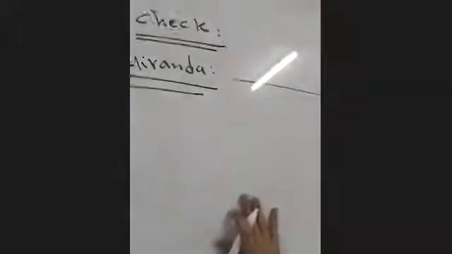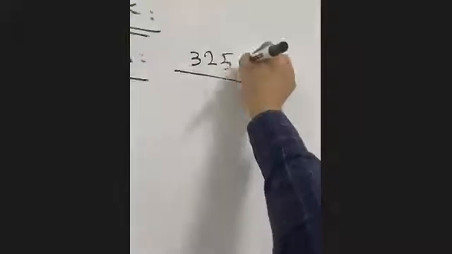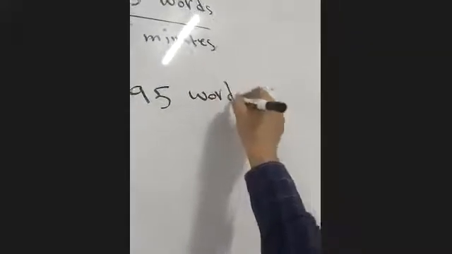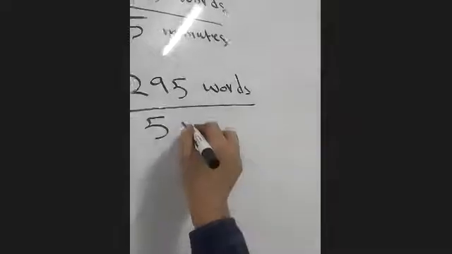Miranda, read the question. 325 words in how many minutes? In 5 minutes. Continue. While Joseph typed 295 words in how many minutes? 5 minutes also.